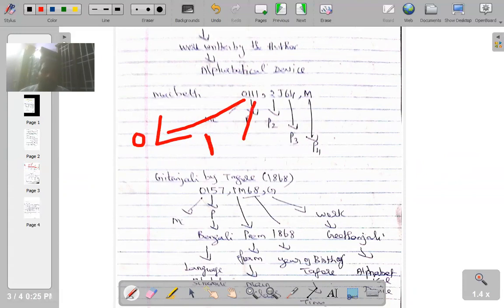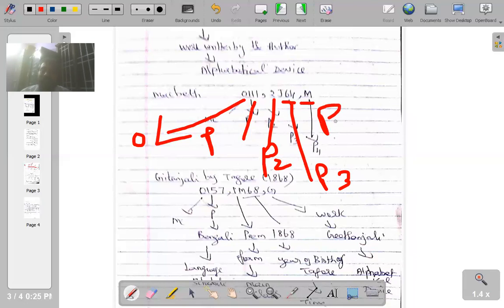111 is English, that is P. Then comes 2, that is P2. 2 stands for drama. J64, that is P3. J64 stands for the year of birth of William Shakespeare. Then comes P4. P4 is the alphabetic device, the first letter of the work. Macbeth, the first letter is M, so M is P4.